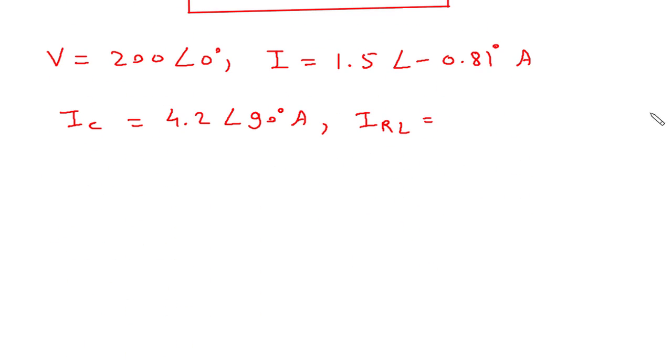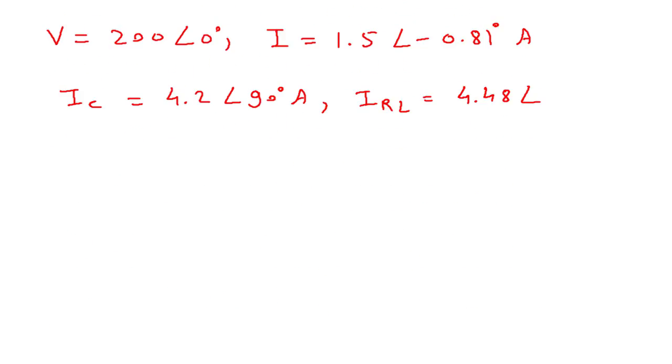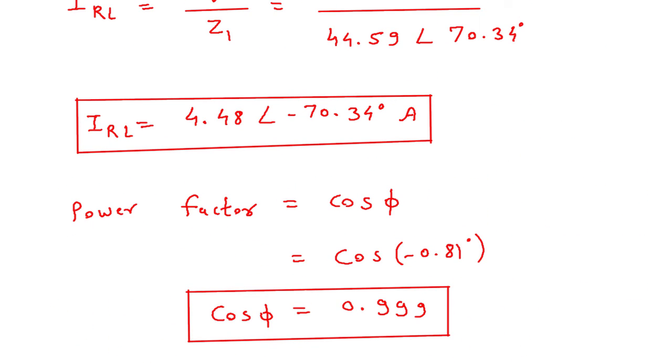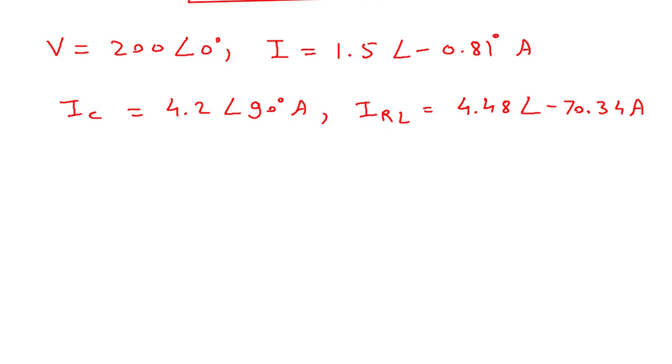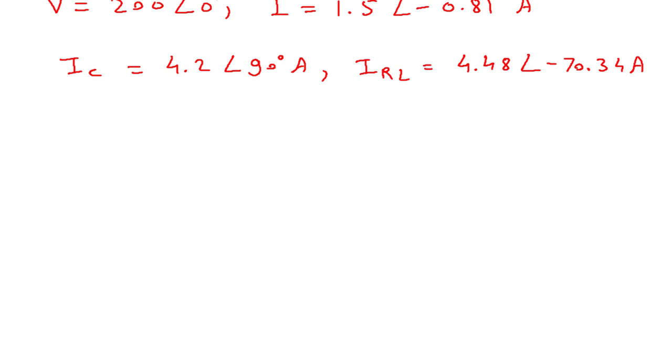And IRL is equal to 4.48 at an angle of minus 70.34 ampere. So this is the value of IRL. Now we can draw the phasor diagram using this data. First of all, we have to take voltage as a reference because its angle is 0 degree. So we will take voltage as a reference.